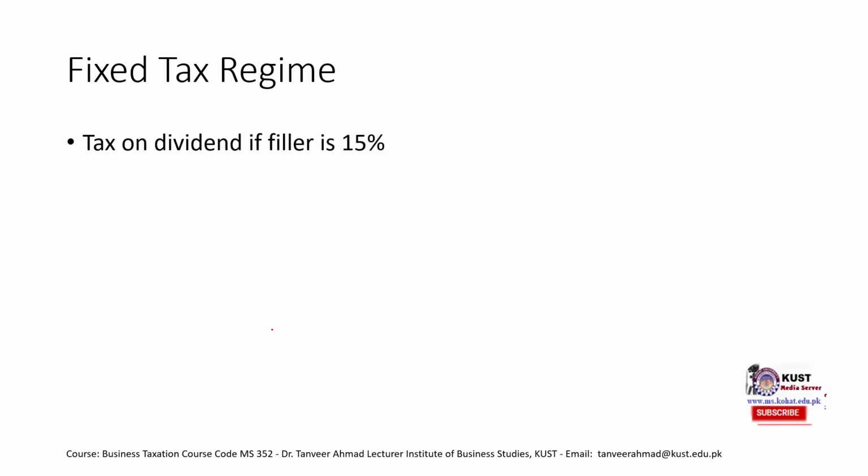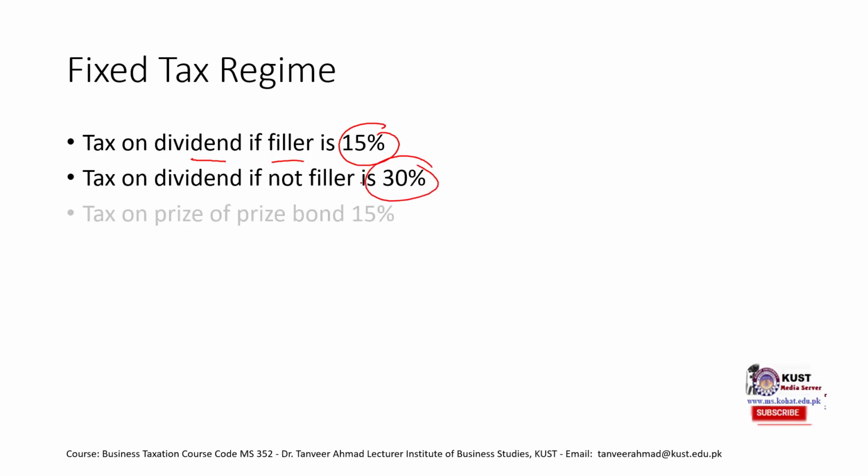So we start with fixed tax regime. The tax on dividend, if a person is filer, is 15%. So irrespective of whatever his taxable income is, he would have to pay 15% tax. Then the tax on dividend, if not filer, is 30%.